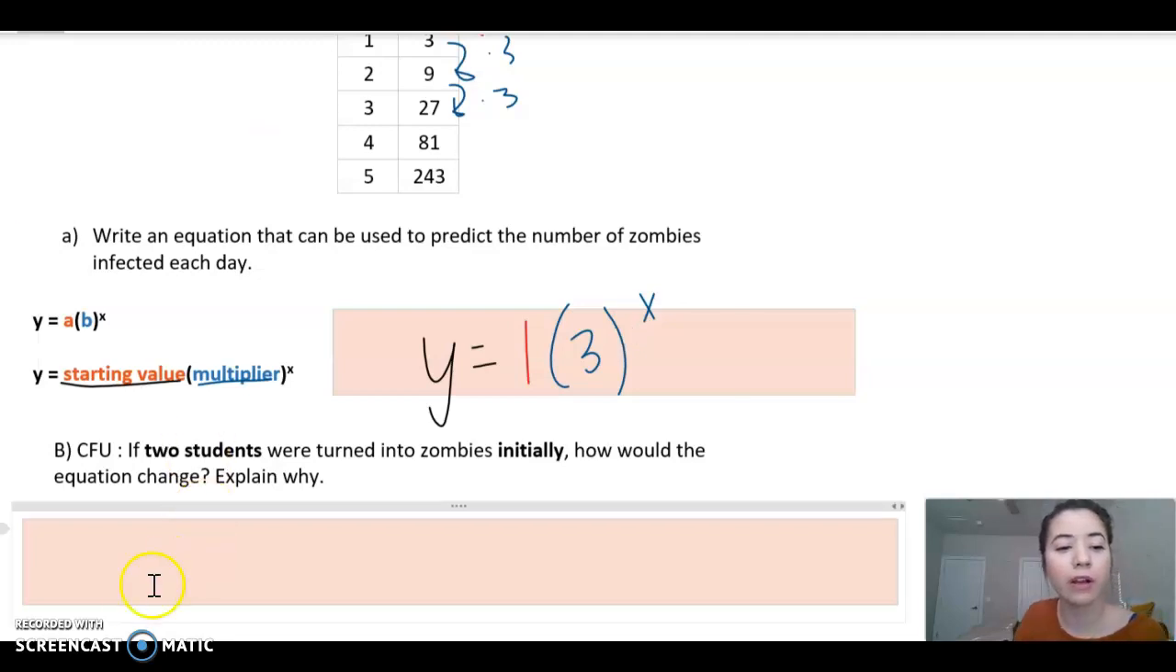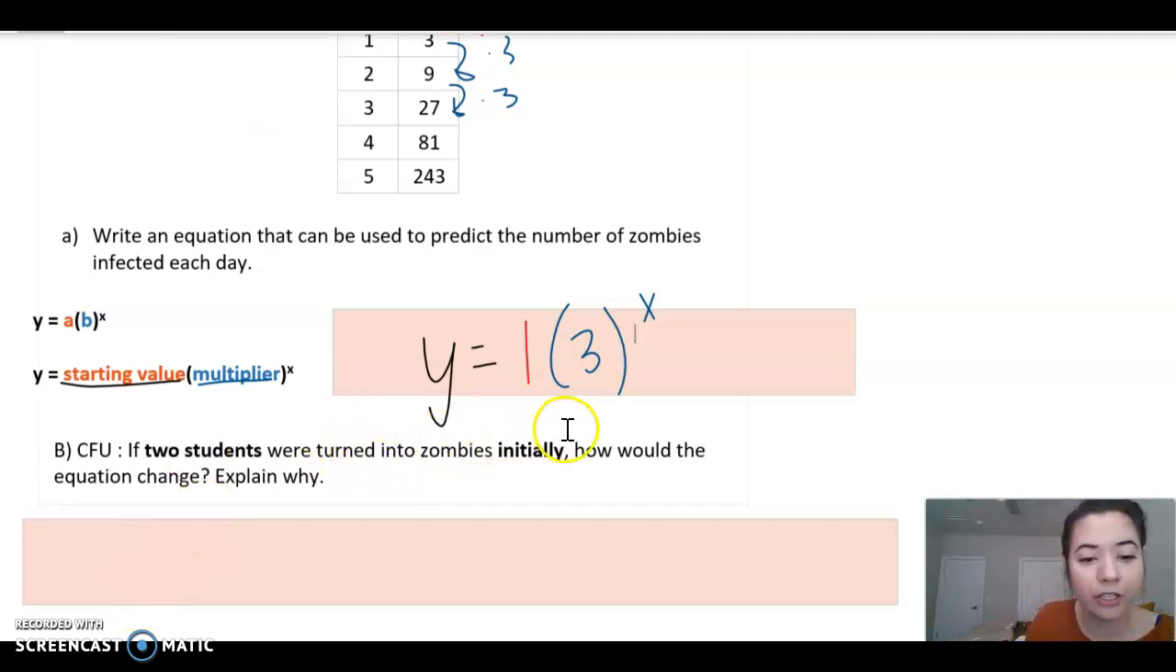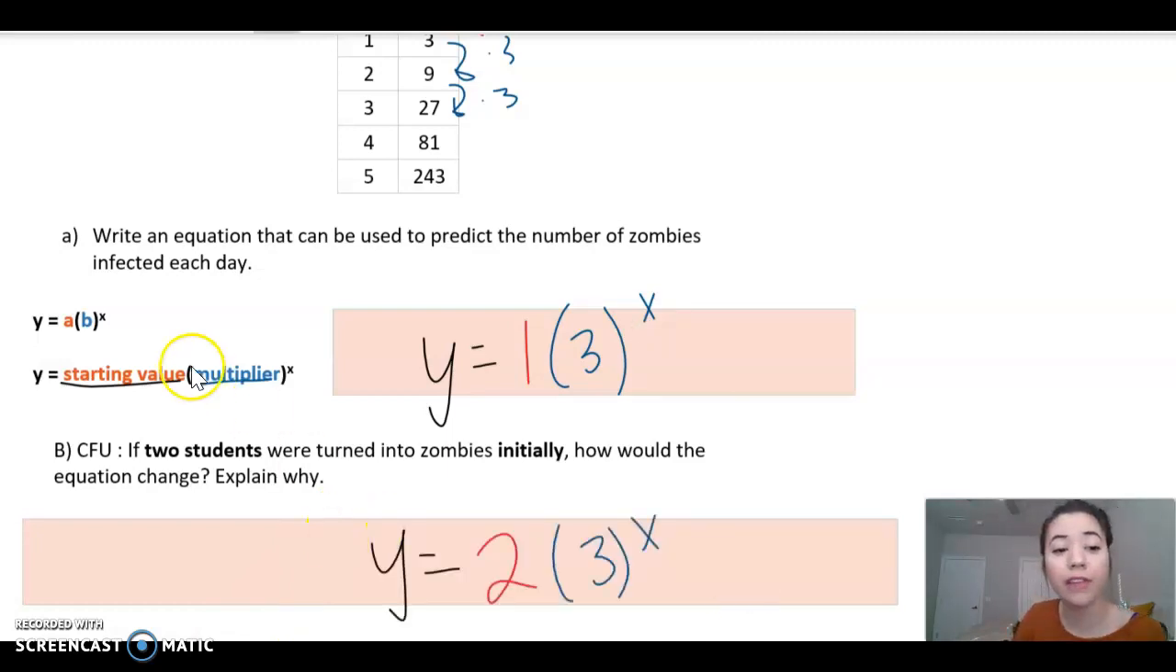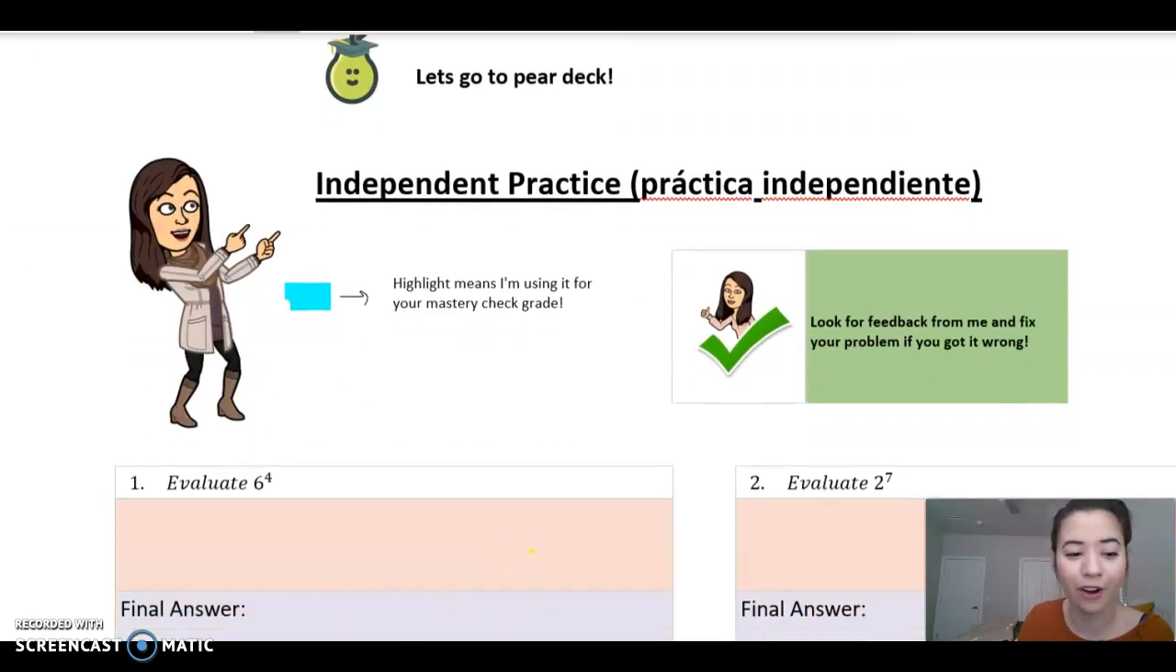Now there's a CFU here. If 2 students were turned into zombies initially, how would the equation change? Try answering that. Alright. The only thing that would change is our starting value. Instead of having only Victor start, we're having 2 zombies start. So we're going to change that starting value. Go ahead and work on independent practice.